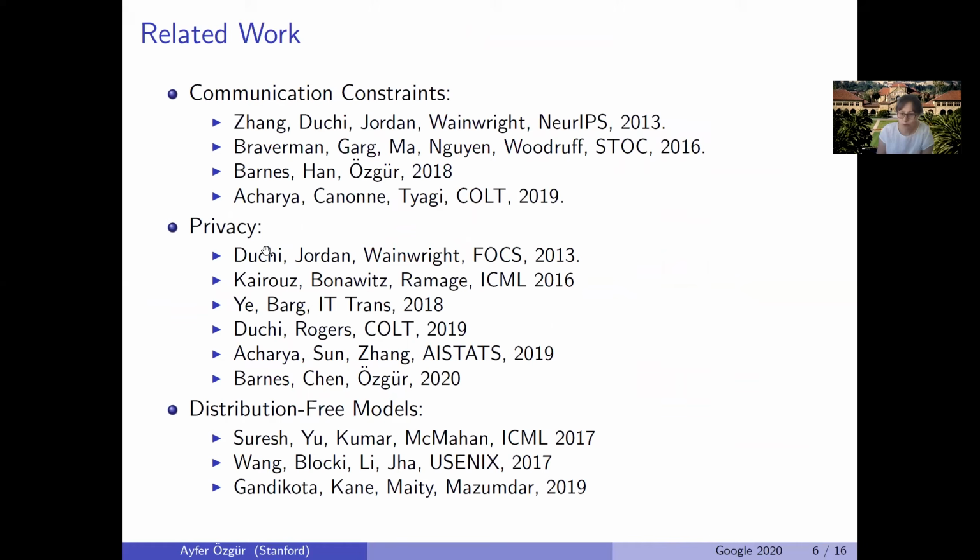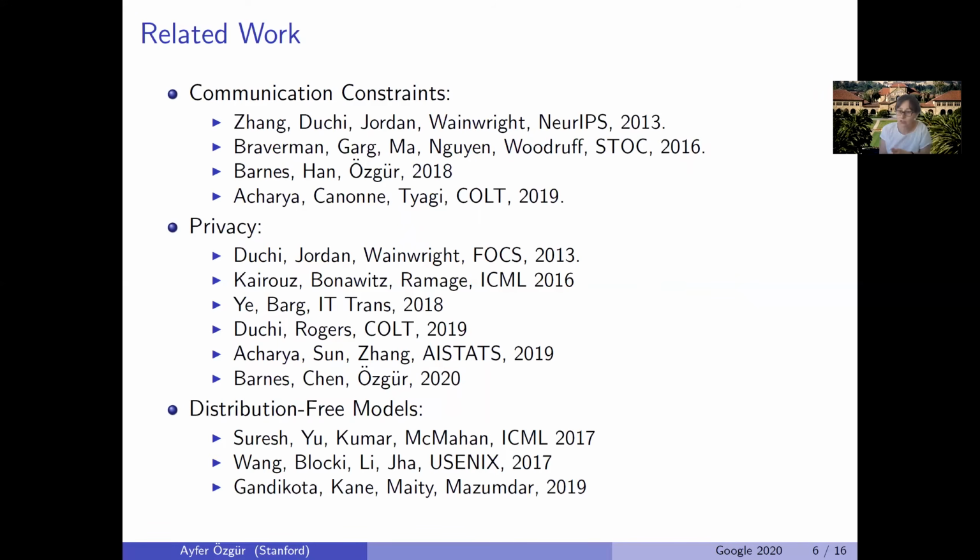There has been quite a bit of work in this direction in the recent literature. This is an incomplete list, including some of our own work. The point I would like to make here is that prior work usually focuses on one of these constraints at a time. There are good privatization schemes for these kinds of settings in the literature.